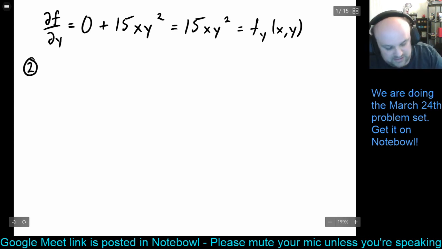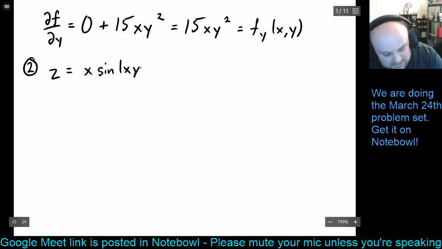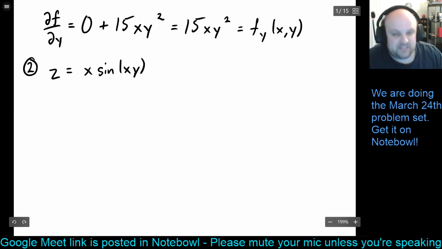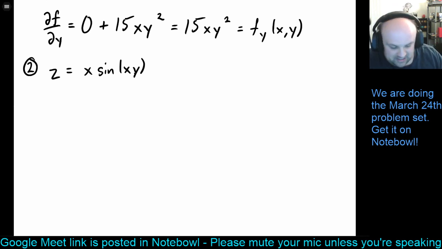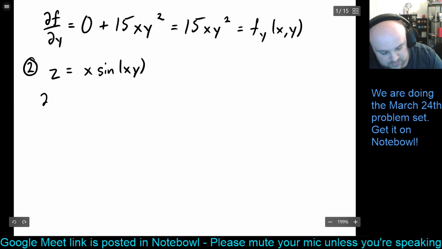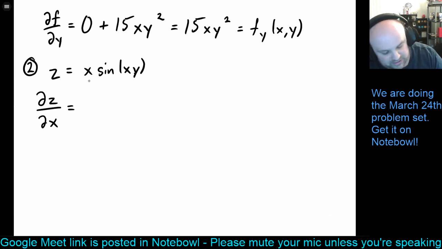So the next function, we have z equals x sine of xy. x times y. So we want to differentiate this, again, with respect to x and then y. So, sorry, my partial d's sometimes get a little messed up here. So dz dx. Just this one here, there's 2 parts of it that have an x, so we have to do the product rule for this one.